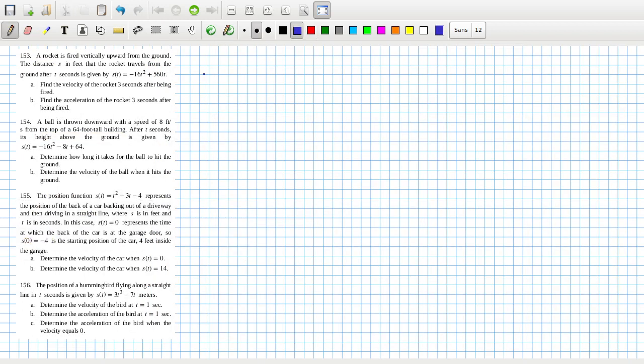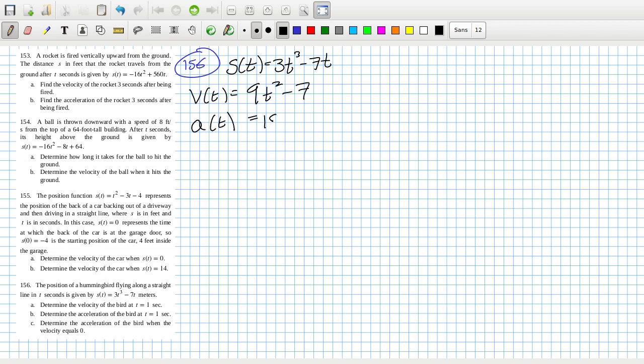156. The position of a hummingbird flying along a straight line in t seconds is given by that formula. So that's s(t) is 3t cubed minus 7t. So the velocity would be 9t squared minus 7, and the acceleration would be 18t.